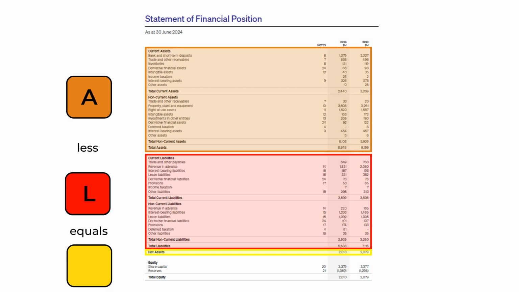Again, assets minus liabilities is owner's equity. Owner's equity is yellow, which totals $2 billion, which equals our net assets of $2 billion. So we've broken the statement of financial position down into 3 separate areas. It makes it much easier for us to identify the assets which we own and the liabilities that we owe and the amount of money that we owe to the shareholders.